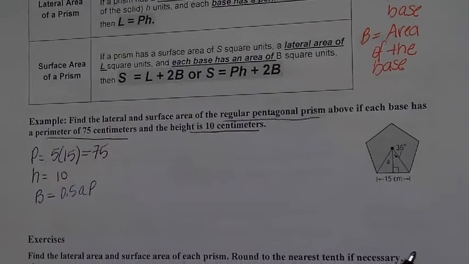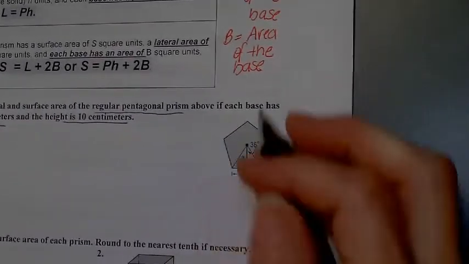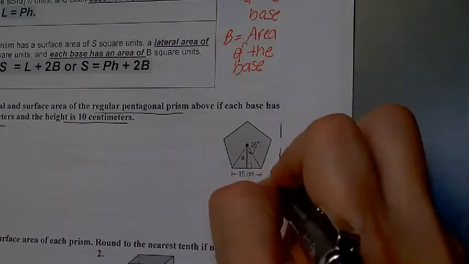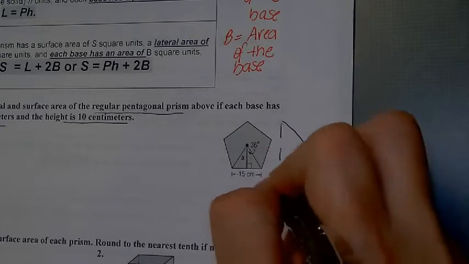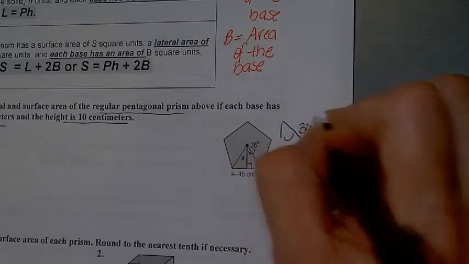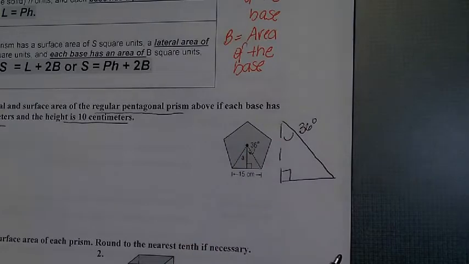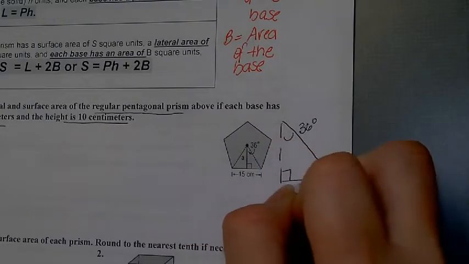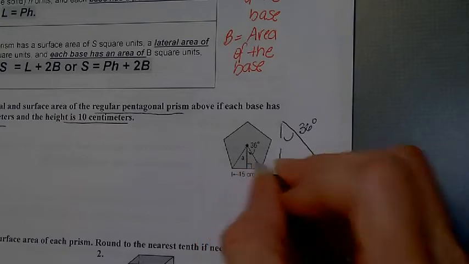So I'm going to come over here and find the apothem. We're going to use trig functions. So I'm going to draw this out right here. And it tells me that this angle is 36 degrees. I don't even have to calculate and find that. 36, and this is 7.5, which is half of the side.